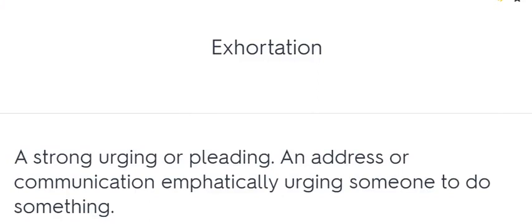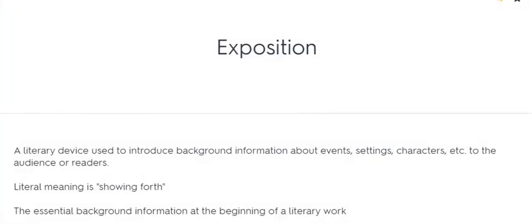Exhortation. A strong urging or pleading, an address or communication emphatically urging someone to do something. Exposition. A literary device used to introduce background information about events, settings, characters, etc. to the audience or readers.